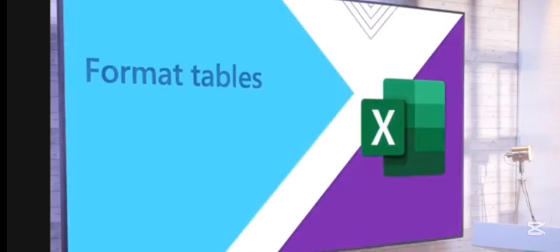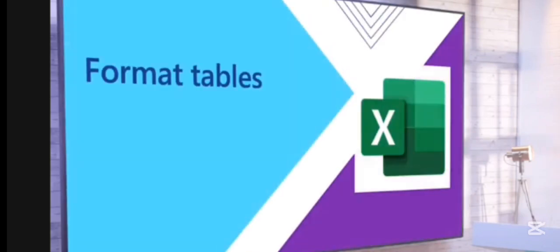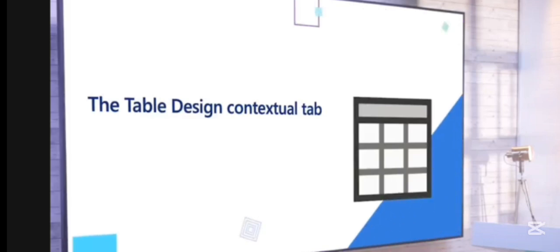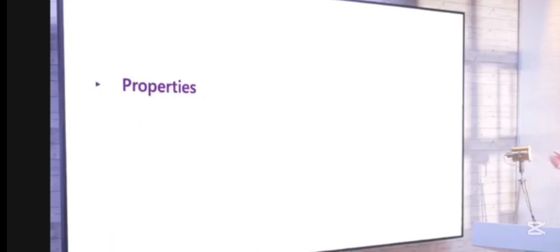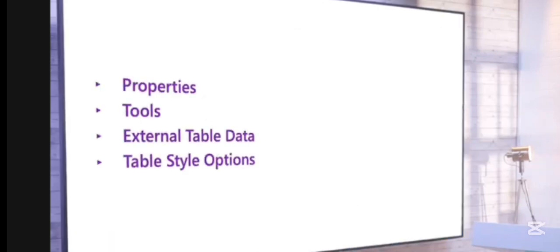Alright, we've covered how to create tables, which can help Thomas focus on smaller sets of data for his sales data project. But it would be nice if he could show that data in a more organized and professional manner. To accomplish that, let's explore how Thomas can format tables. Let's start with the Table Design contextual tab and briefly explore the various groups, commands, and options that they contain: the Properties group, the Tools group, the External Table Data group, the Table Style Options group, and the Table Styles group. Now let's explore each one of them.